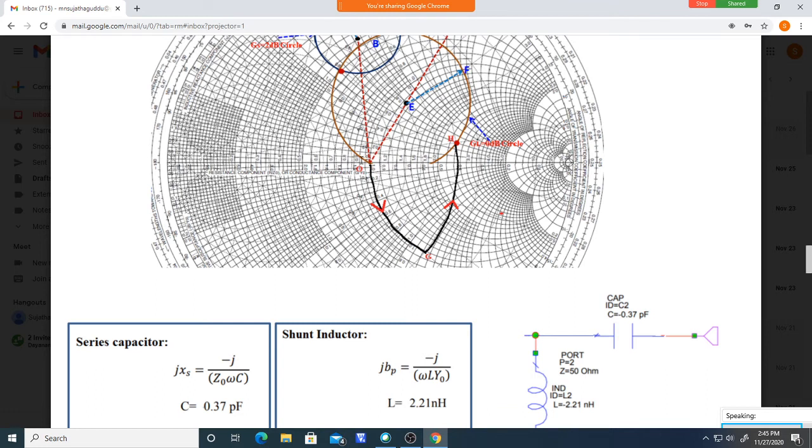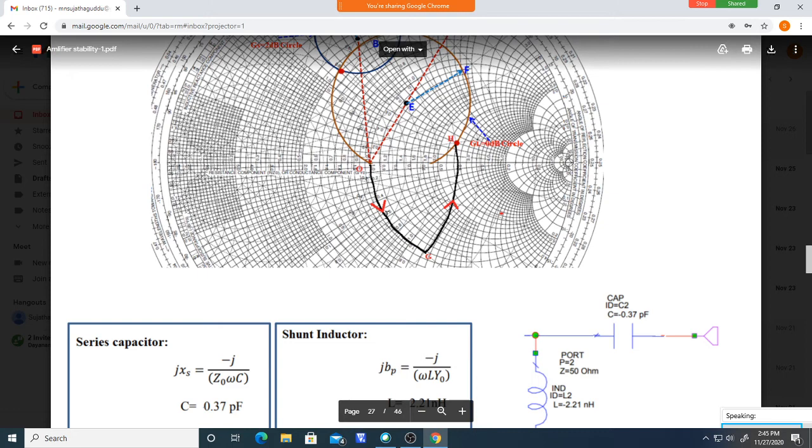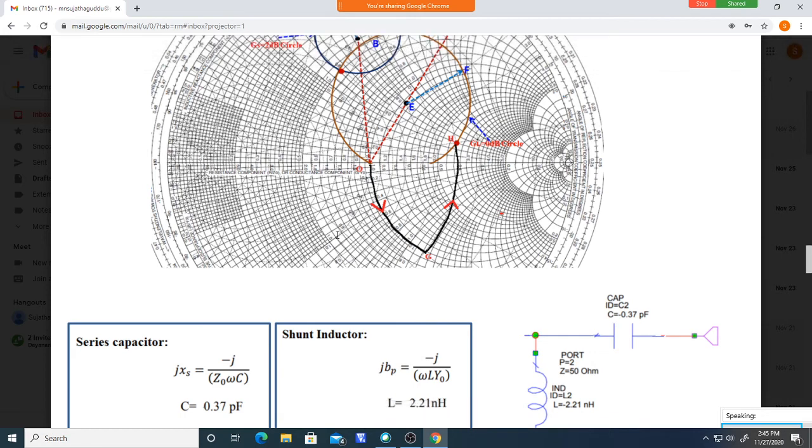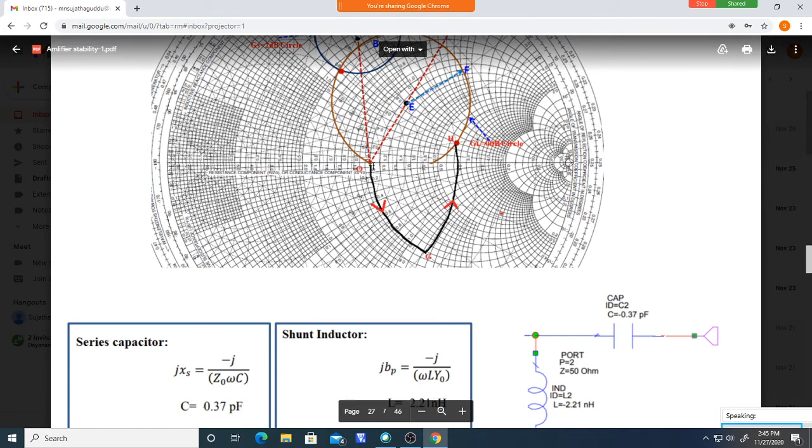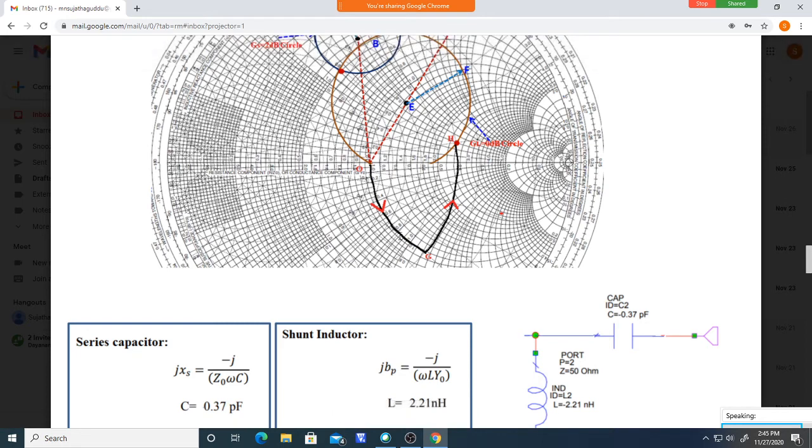See, from the center, this center point passes through the R is equal to 1 circle this way, and the G is equal to 1 circle this way. See, this is the G is equal to 1 circle, this is the R is equal to 1 circle. If you are moving like this, to reach somewhere here, you should move on the G is equal to 1 circle. To move here, you should first move on the R is equal to 1 circle. See, this is the R is equal to 1 circle, and move up to this point.